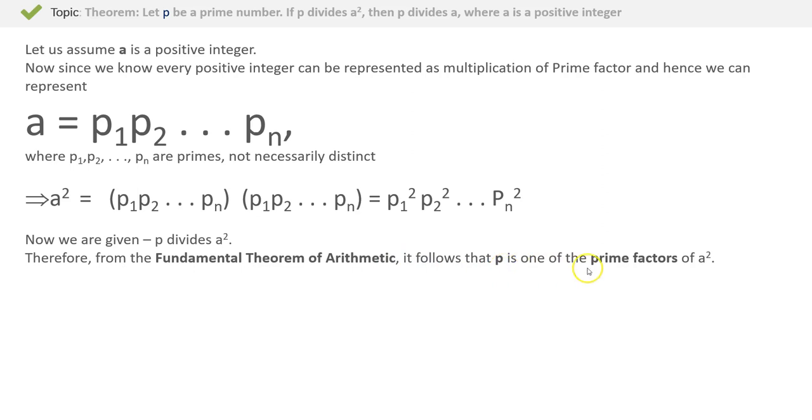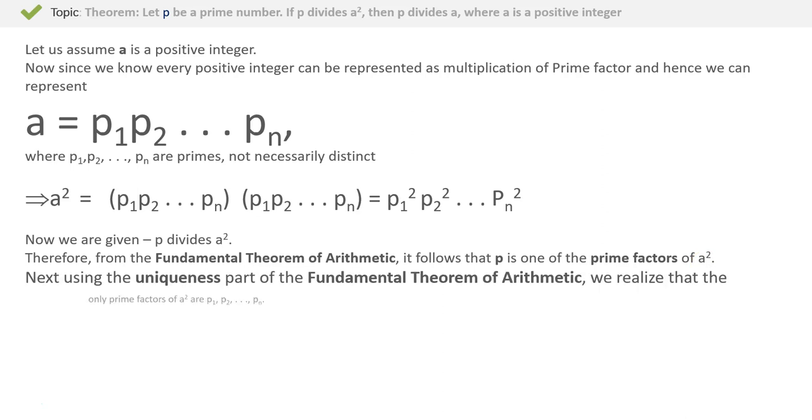that p is one of the prime factors of a square. Next, if I use the uniqueness part of the fundamental theorem, we realize that the only prime factors of a square are p1, p2, up to pn, because the prime factors are these numbers raised to power 2, right? So if I combine, the fundamental theorem of arithmetic says p is one of the prime factors of a square because p divides a square, right?